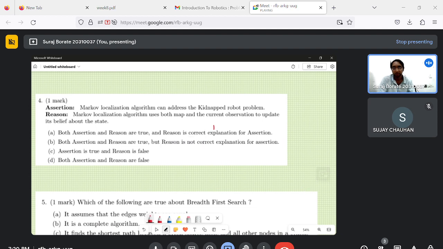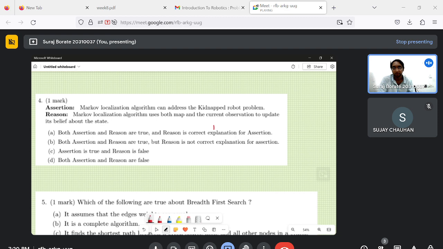So the assertion is that the Markov localization algorithm can address the kidnapped robot problem. And the reason is that the Markov localization algorithm uses both the map and the current observation to update its belief about the state. So it is saying that it is not only using its current observation but also the map. So if it gets lost, by looking at the map and the observation, how things look around me and comparing it with the map, it should be able to recover or solve the kidnapped robot problem. So this is the reason it is giving.